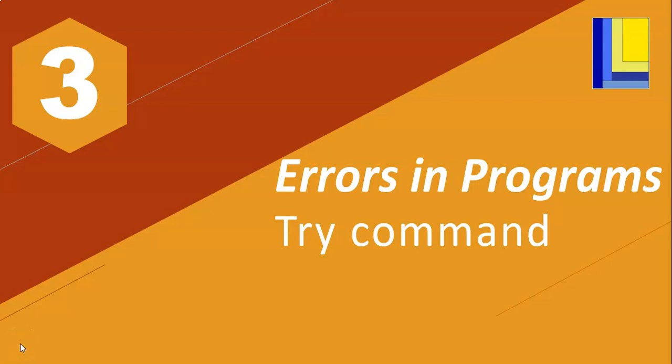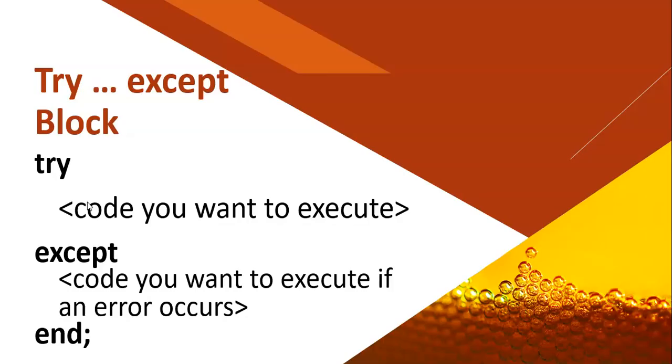This is part 3 of our errors in programs series, and we're going to be looking at the try command. Now, the try command is a lovely little feature. Some other programs call it try catch. The way it works is you get this little block called a try except block. So you have a try and then the except word and then end. You'll notice there's no begin.